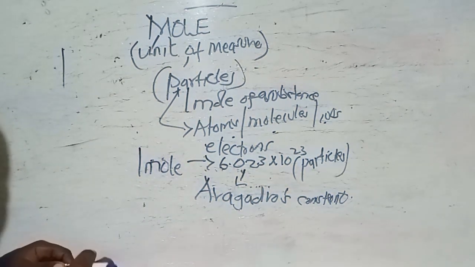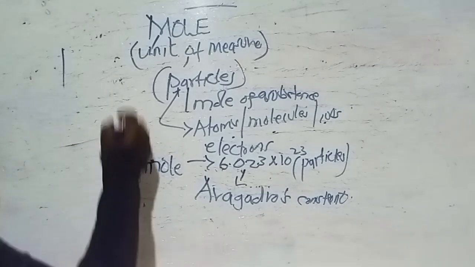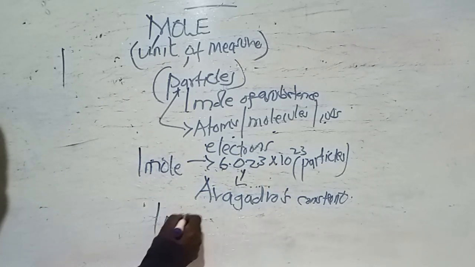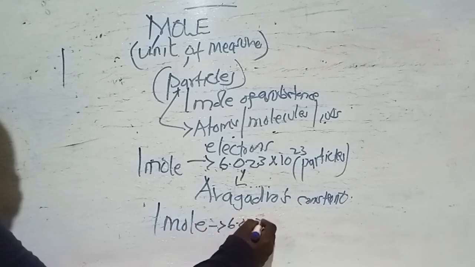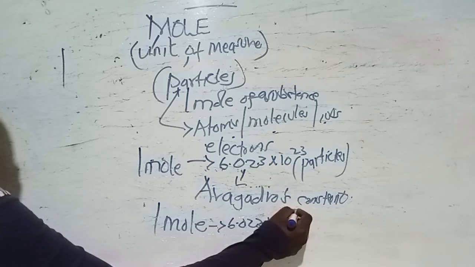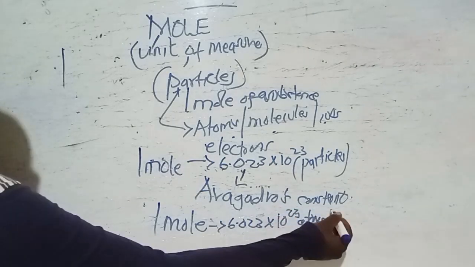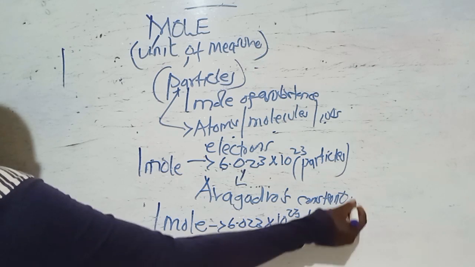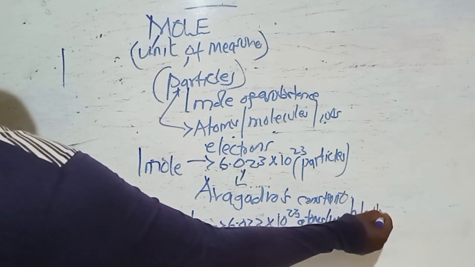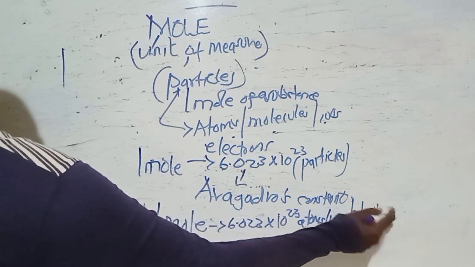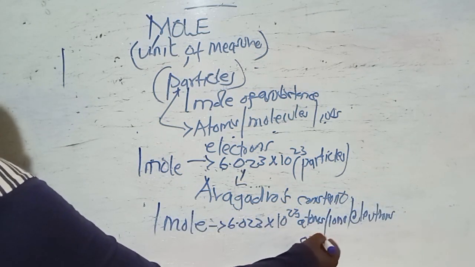So what does this simply mean? It means that in 1 mole of a substance, we have 6.023 times 10 raised to power 23 atoms, okay, ions, electrons, or molecules.